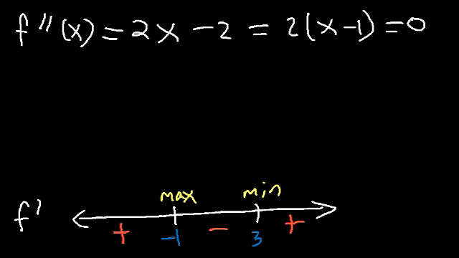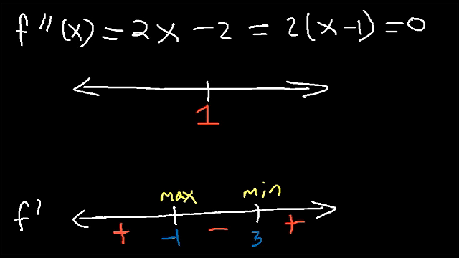So we can see that the critical point for the second derivative is 1, which is potentially an inflection point if the concavity changes at that point. So let's put 1 on the number line. If we plug in a 2 into the second derivative, 2 minus 1 is positive, so the second derivative will be positive. If we plug in 0, a number to the left of 1, 0 minus 1 is negative, so these are the signs for the second derivative.